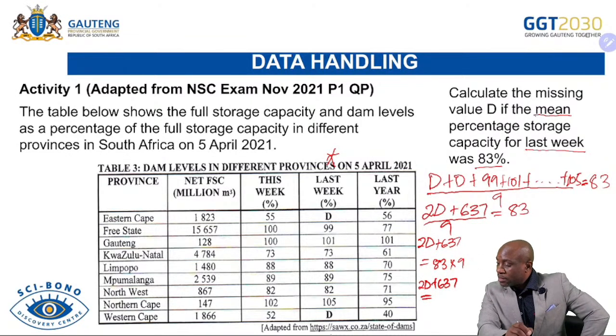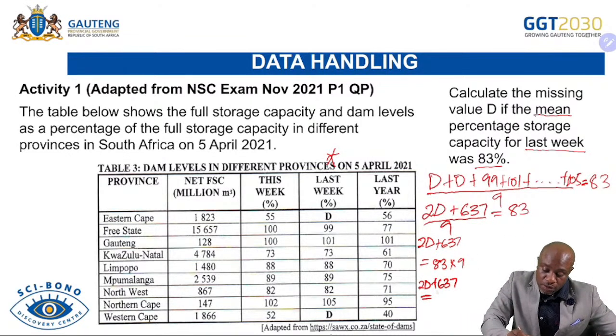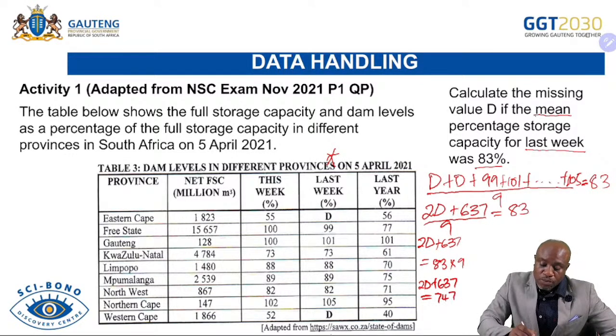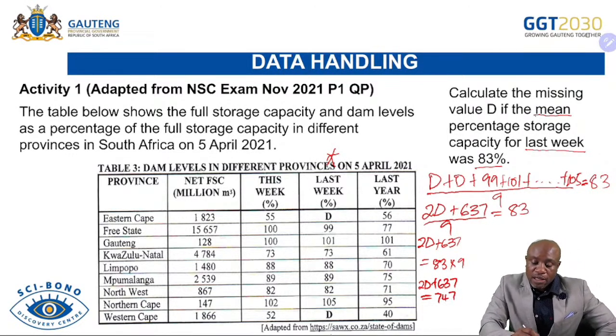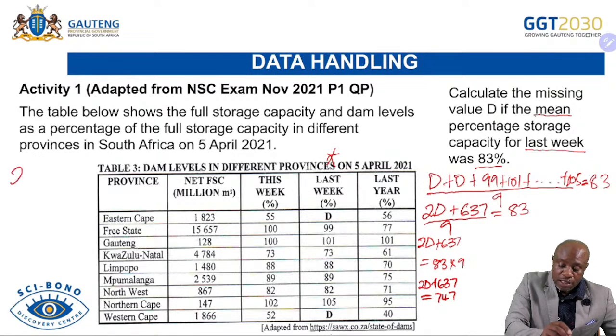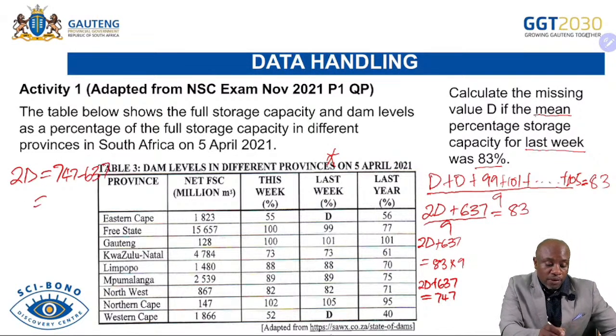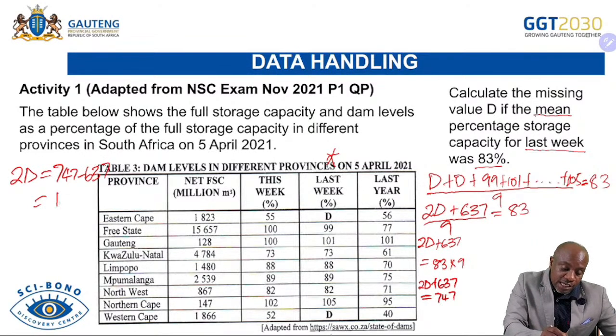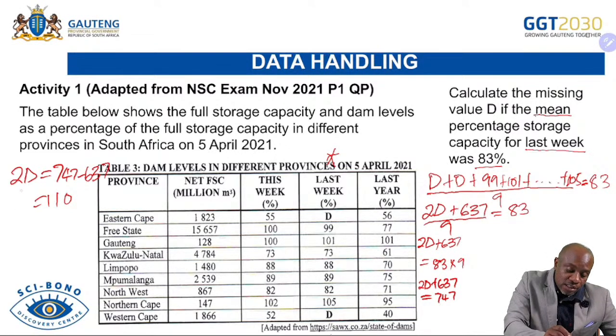I've got my calculator here. It gives me 747. So my answer is 747. And therefore, I'll take it up to here then. Then my 2D is equals to 747 minus the 637. So if I subtract 747 minus 637, I get 110. So I'm getting 110. So my 2D is equals to 110.